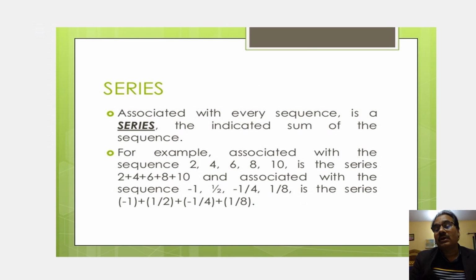Now, what is a series? Associated with every sequence is a series, the indicated sum of the sequence. For example, associated with the sequence 2, 4, 6, 8, 10 is the series 2 plus 4 plus 6 plus 8 plus 10, and associated with the sequence minus 1, 1/2, minus 1/4, 1/8 is the series minus 1 plus 1/2 plus minus 1/4 plus 1/8. This is called a series.